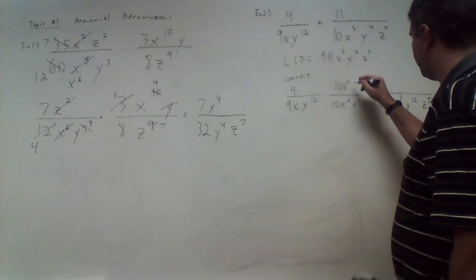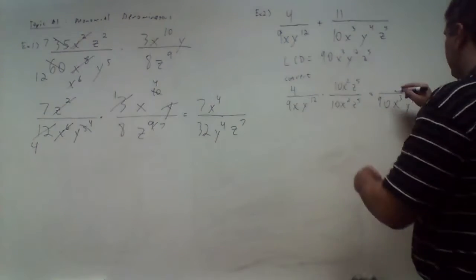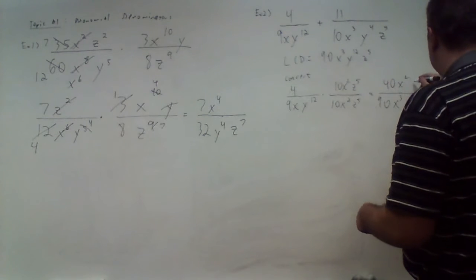We're going to do it to the top as well. Okay? So that will give me 40 x squared z to the fifth.